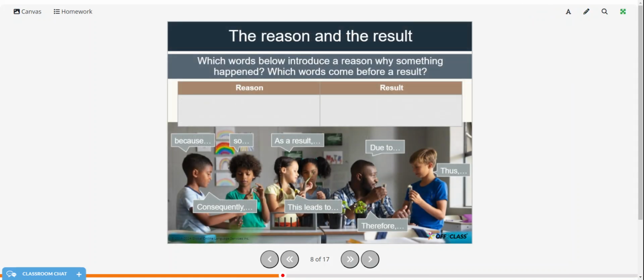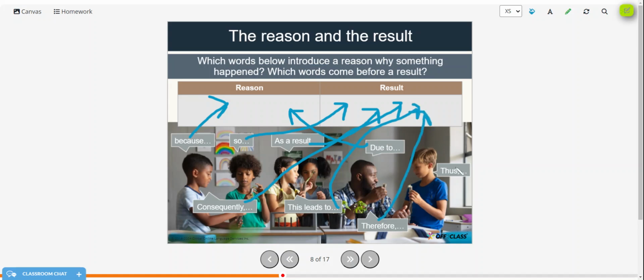So, which words below introduce a reason why something happened, and which words come before a result? So, because is a reason word, so is a result, as a result is another result, due to is a reason, consequently is the result. This leads to is a result, therefore is a result, and thus is a result.